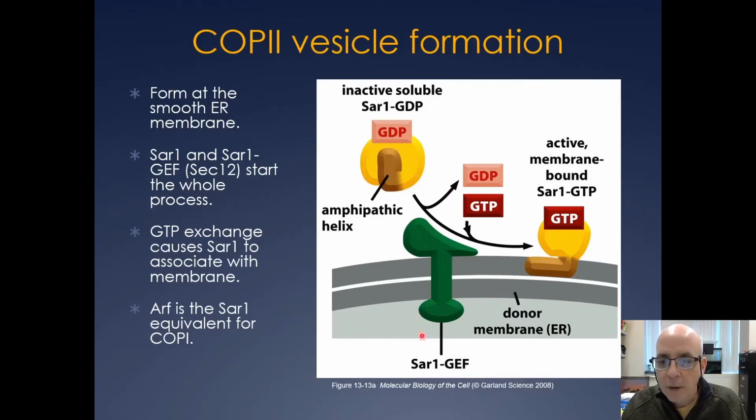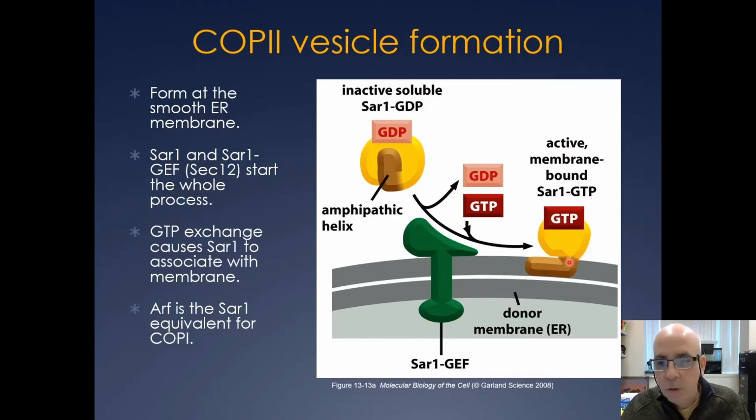On the ER membrane, the endoplasmic reticulum, you have the SAR1 GEF. This is the guanine nucleotide exchange factor, okay? So it's going to catalyze the exchange of GTP for GDP. And in the exchange of GDP for GTP on SAR1, the amphipathic helix sticks out and it wants to embed in the membrane, okay? And so this is SAR1 active in the membrane.